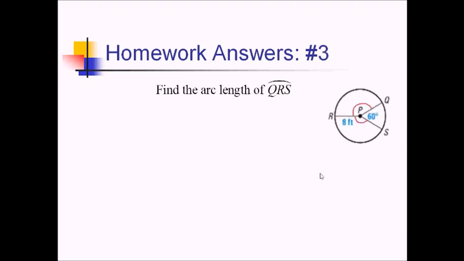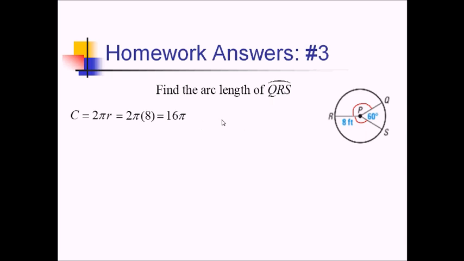On number three, we're trying to find the arc length of arc QRS. That's this major arc out here. So for this one, we need the circumference first, so we can do part over whole. So circumference, that'll be 2 pi r. And they gave us the radius of 8, so 2 pi times 8, or 16 pi. So now we can set up a proportion.